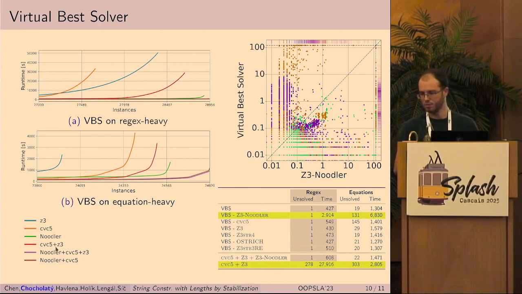But if we combine Z3 Noodler only with, for example, CVC5, we get basically the same performance as we would get if we run all of these 7 SMT solvers together simultaneously. So instead of 7 SMT solvers, we have to run only 2, Z3 Noodler and CVC5, and we get basically the same performance and solve the same number of instances. This can be easily seen in the table, where if we take the virtual best solver and remove Z3 Noodler here and here, the performance decreases drastically, and also the number of unsolved instances increases.